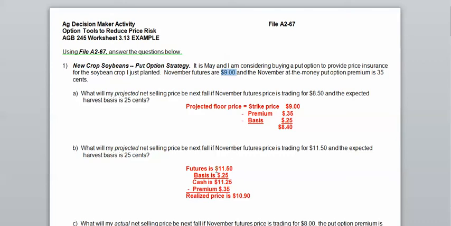That was the strike price. Okay, but price went up. Futures went up to 11.50. So we don't want to use that option anymore. That's the beauty of an option. We don't have to use it. So we will take futures price of 11.50. We're going to subtract the basis of 25 cents to get a cash price of 11.25. We take our beans to town, we sell them for cash price 11.25. The premium was 35 cents. We still had to pay for that even though we didn't use the option. And that leaves us a realized price of 10.90.